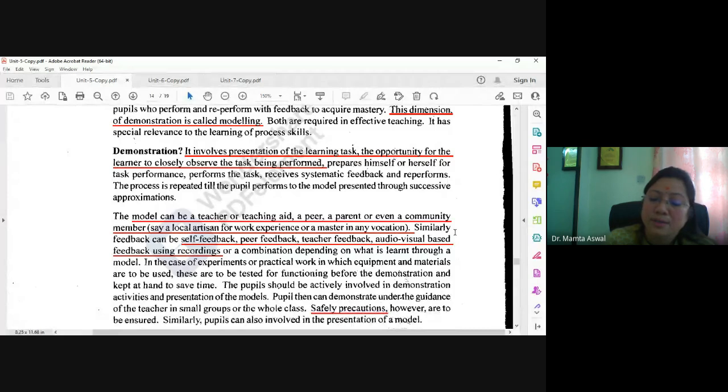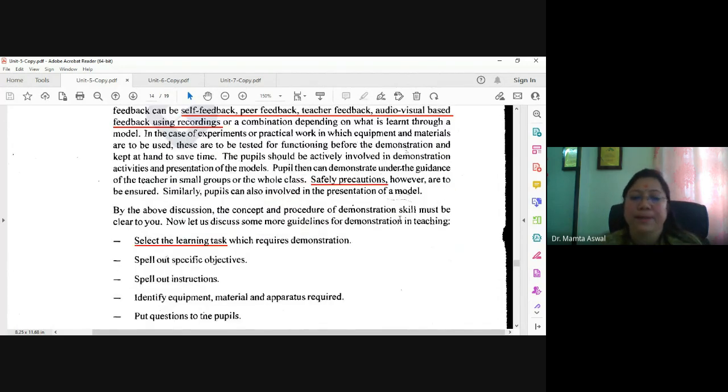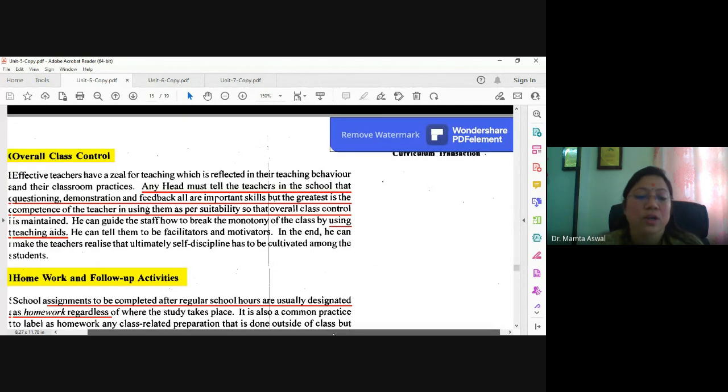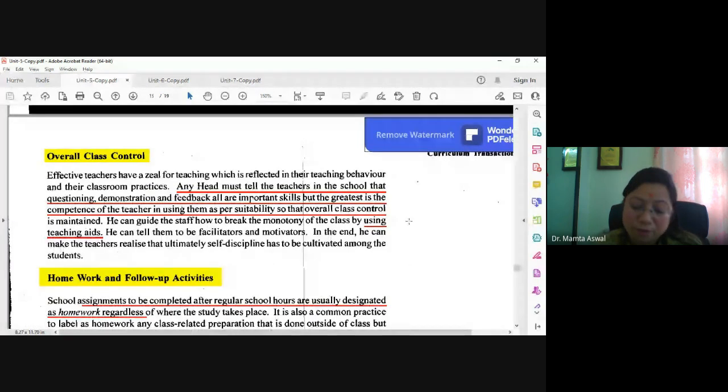What happens there is first the teacher models something and then the other students or the class copy it out. So overall class control is very important. The teacher must have overall class control, because even if you are a good teacher, if you are not in a situation to control your class, everything will go in vain. The teaching learning will not be successful. If you are not in a situation to control your class, things will not go in a better direction for you.